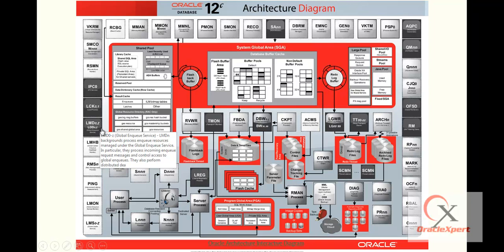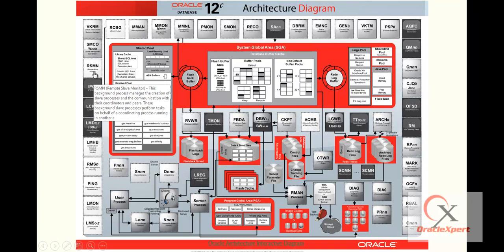Then you have LCK, the lock process, which manages global enqueue requests and cross-instance broadcasts. The process handles all requests for resources other than data blocks. For example, LCK manages library and row cache requests. Possible processes are LCK0 and LCK1.